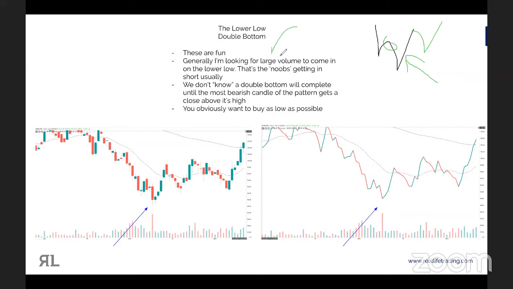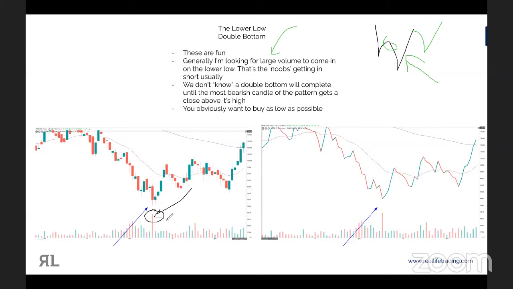Generally, when I'm playing a lower low, we talked about this in the most recent module, I'm looking for a lot of volume to come in. The reason I'm looking for the volume to come in is because why? All of the news piling in. It helps me spot, oh, this trend might be ending. Doesn't mean it's going to end, it just means that it could.